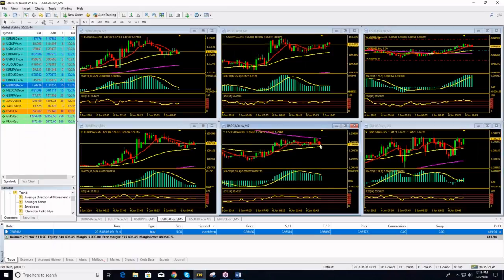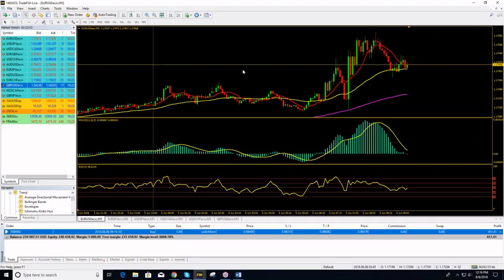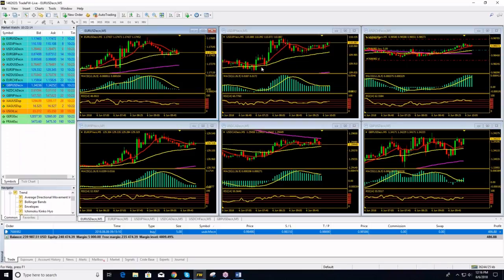Dollar CAD, we want the prices to break above all MAs in order to examine the possibility of long positions. We have a small decline on dollar CHF, but eventually I believe that we will hit our take profit. So all eyes now are on euro dollar to enter our short position. We are waiting for a bearish cross, and we will see how and when we will enter short exactly. So that's it for the quick update.